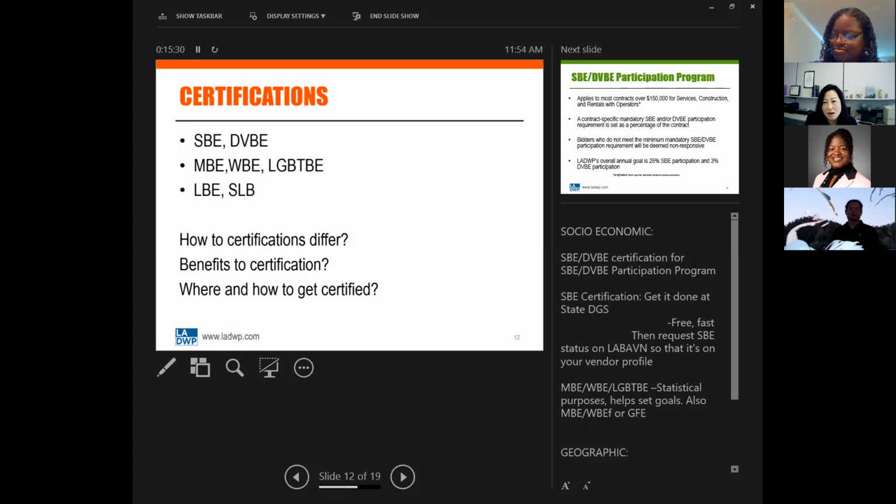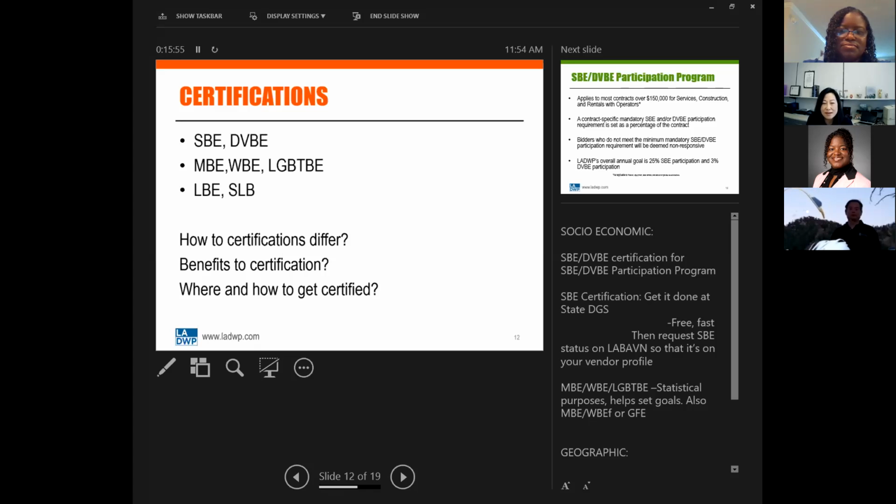Because of Prop 209, we can't do it with anything based on race or gender, but we can do it with business size, like small businesses. And we know that many of the small businesses are also MBEs and WBEs. And so we're hoping to capture that demographic through the small business program.